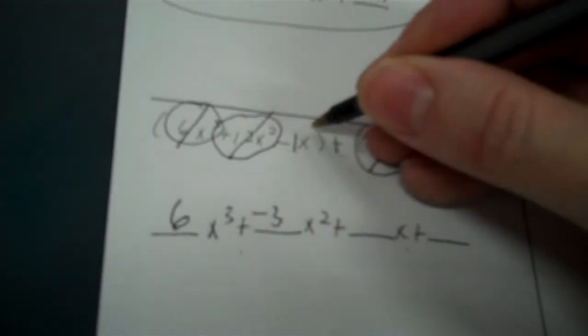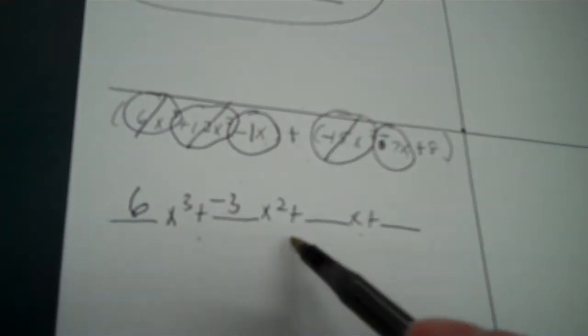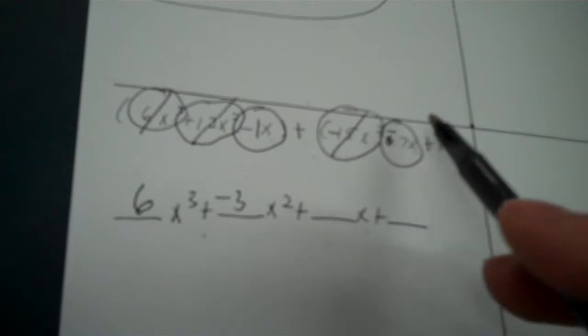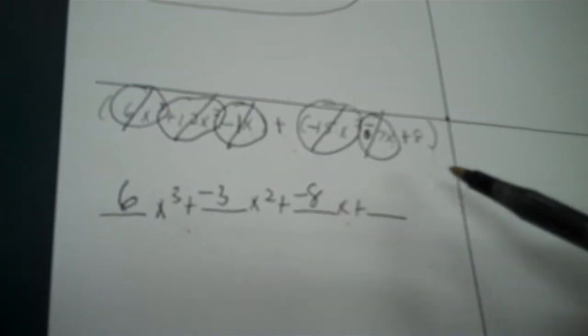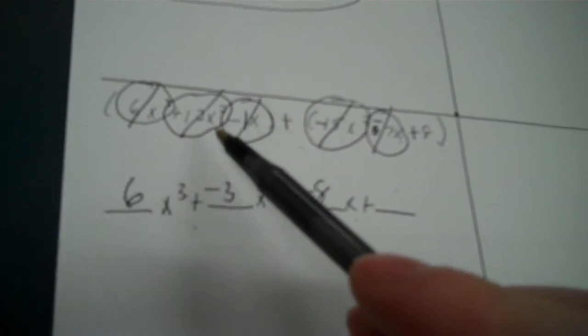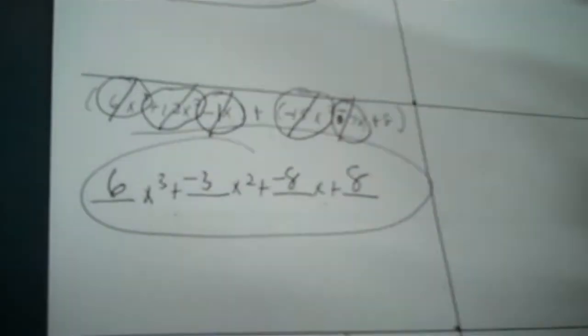Now x. X means x to the first power. They normally don't put first powers, but they are implied ones if the x doesn't have a power. We have a negative 1 here, a negative 7 here. So negative 1 plus negative 7 is negative 8. Then for constants, I don't have any constants here, but here I have an 8. Okay, now those are easy.